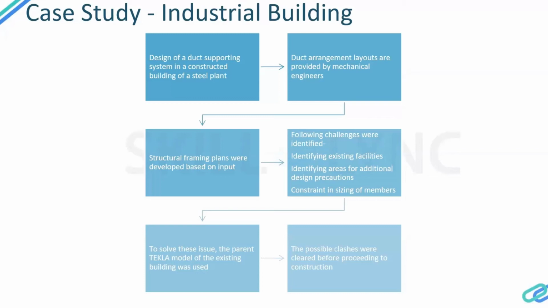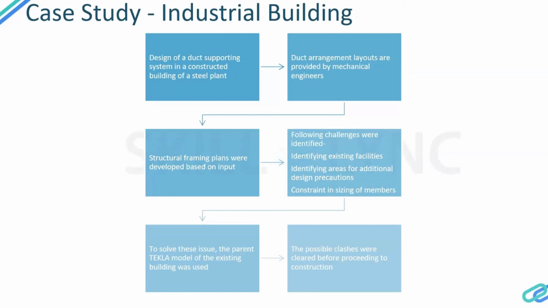Then the next one was, because it's a building that's already constructed, it had a space problem. Suppose I need a beam of 600, but I don't have enough space for 600, because there is a tie beam there and I cannot fit my 600 beam into there. So these are some of the challenges that were there, and these are very common challenges that you will face when you're working on a constructed building.